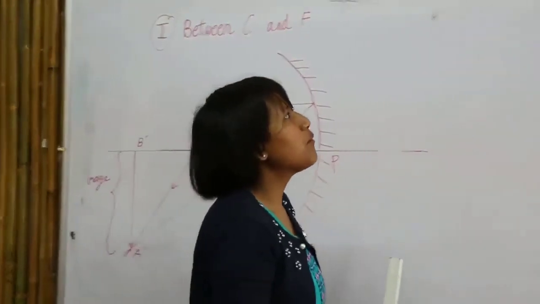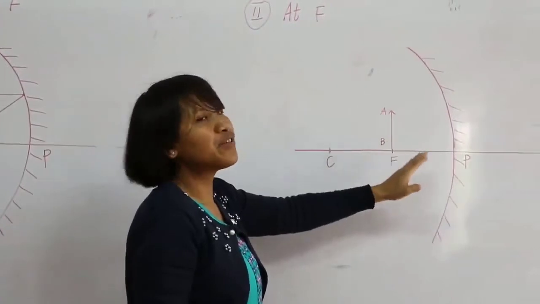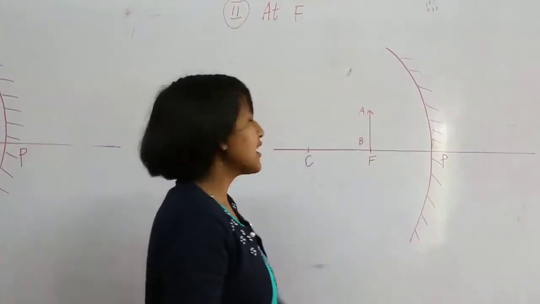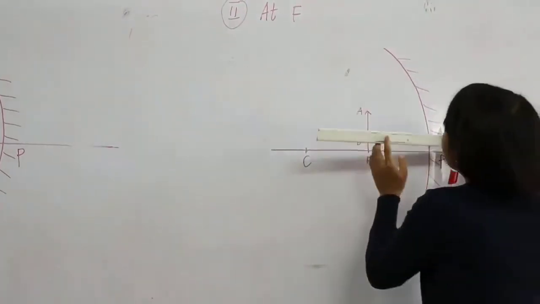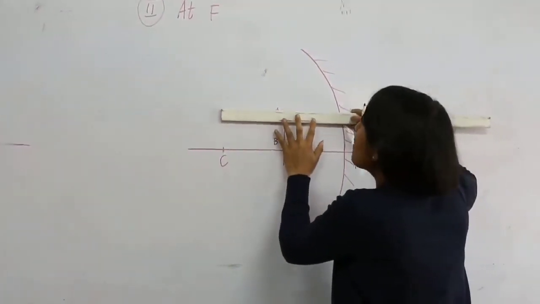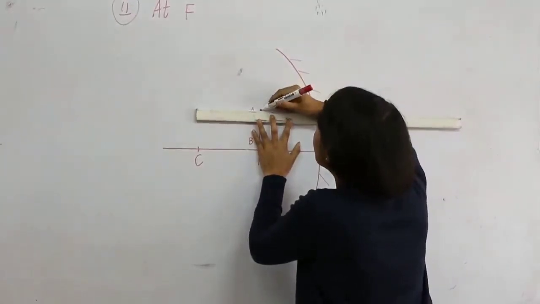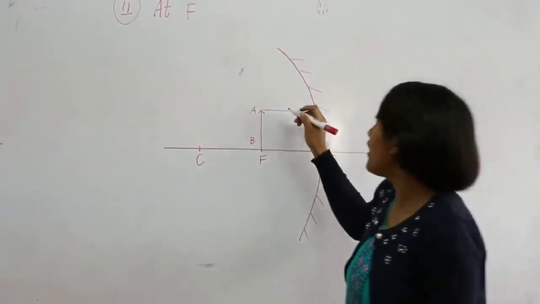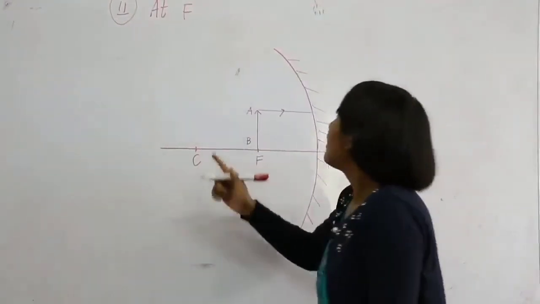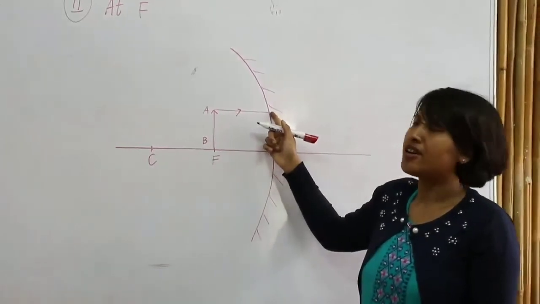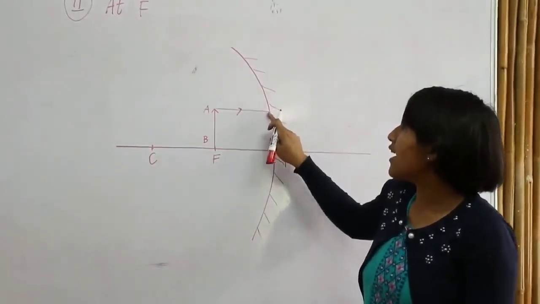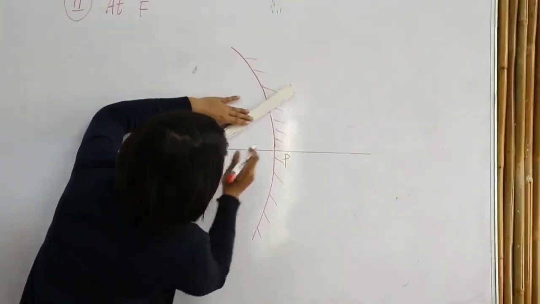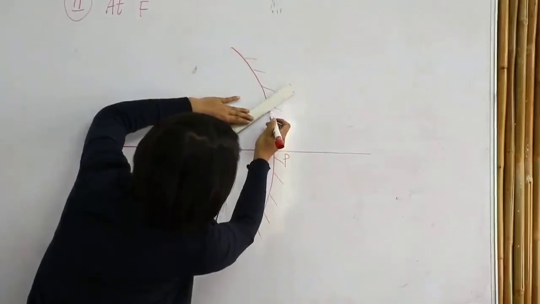So next we'll be doing when the object is at the focus. Okay, so you have placed the object at the principal focus exactly, and then the rule is you draw a parallel beam of light from the point A. It strikes the mirror, and after reflection, it will pass through the focus. Remember that? It should pass through the focus.